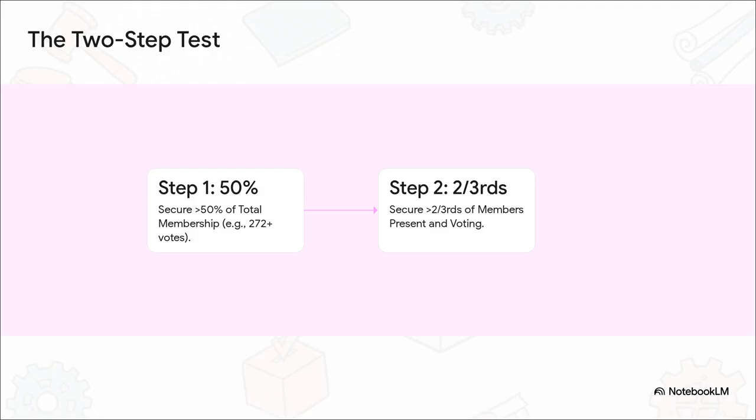It doesn't matter who is sick, who is traveling, or who is protesting. You need 272. Step 2. Simultaneously, you also need more than 2/3 of the members who are present and voting to say yes. You have to clear both of those bars at the exact same time.